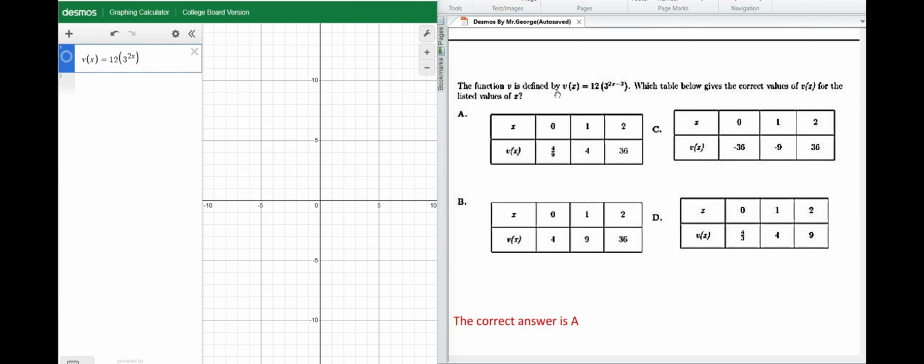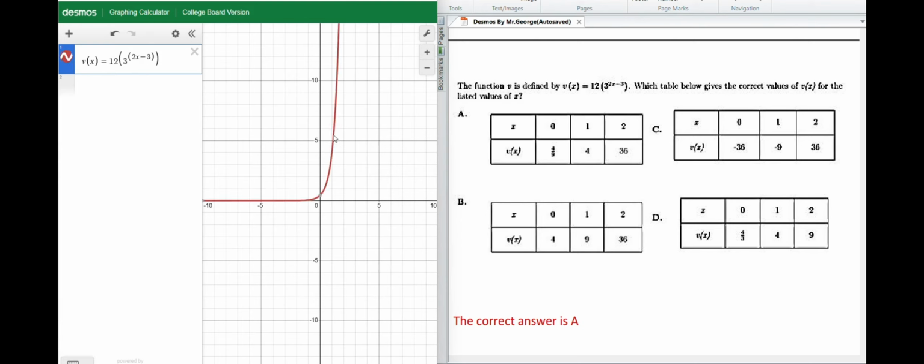If we have an equation like this one, v of x equal to 12, 3 power 2x minus 3, and that's an exponential function, and you need the correct table for it. All you have to do is type in the equation over here, and when you go to the power, you need to use parentheses because it's going to take you down if you put negative 3. So here is the parentheses, 2x minus 3, then you close your parentheses, then you get this equation.